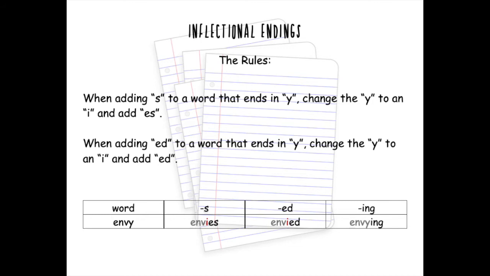To add ed to the word envy, in order to make the word envied, we change the y at the end of envy to an I and add ed. So envied is spelled E-N-V-I-E-D. To add ing to the word envy, to make envying, all we do is add ing. So envying is spelled E-N-V-Y-I-N-G.